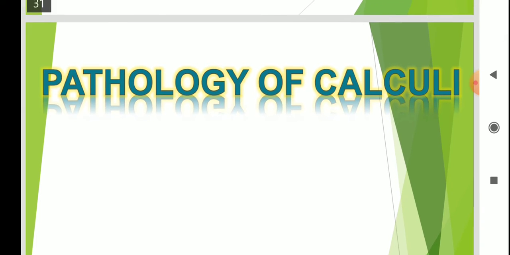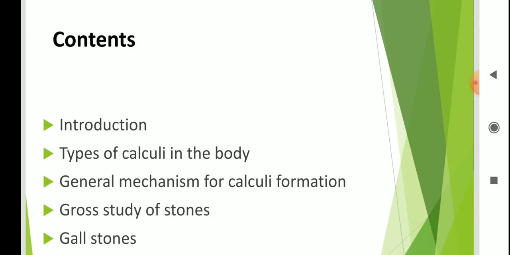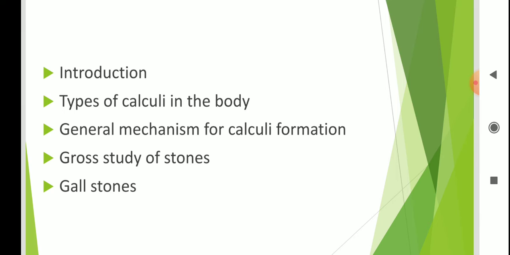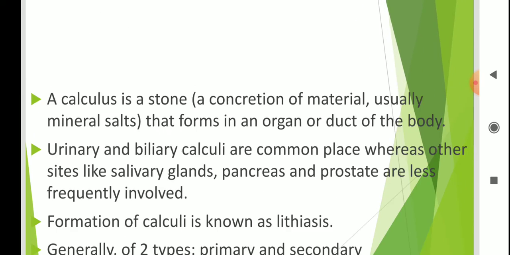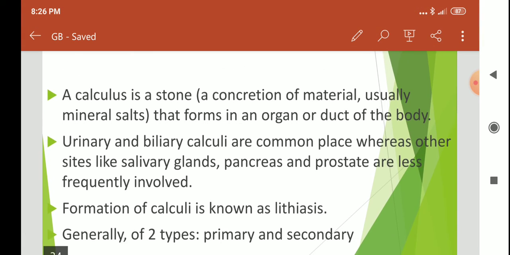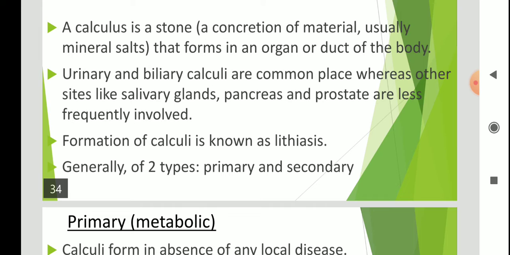Coming to the pathology of calculi. Here we see an introduction to gallstones, types of stones, the general mechanism of calculi formation, and gross study of these stones. A calculus is a stone, a concretion of material, usually mineral salts, formed in an organ or a duct of the body. Urinary and biliary calculi are commonplace, whereas other sites like salivary glands, pancreas, and prostate are less frequently involved. The formation of calculi is known as lithiasis.